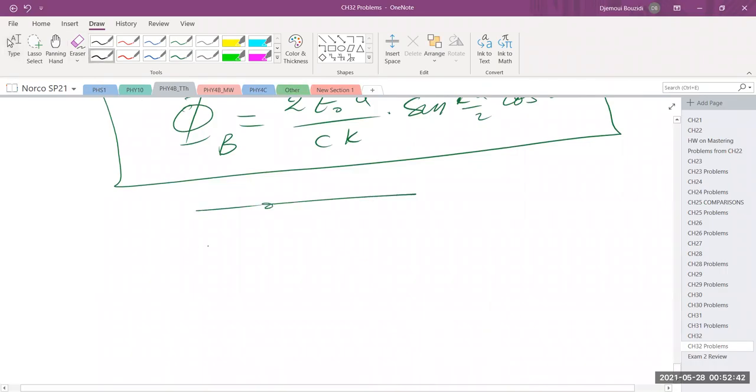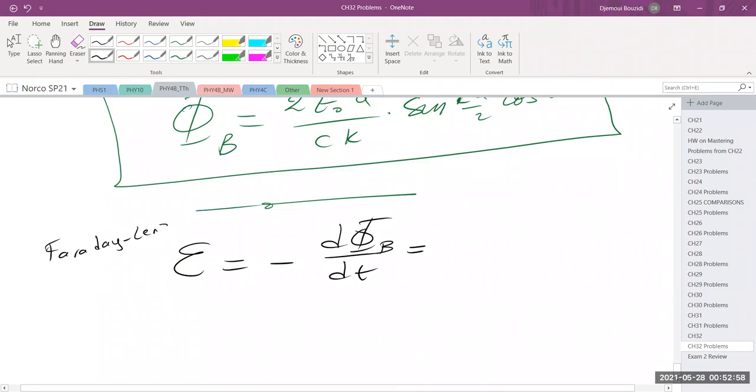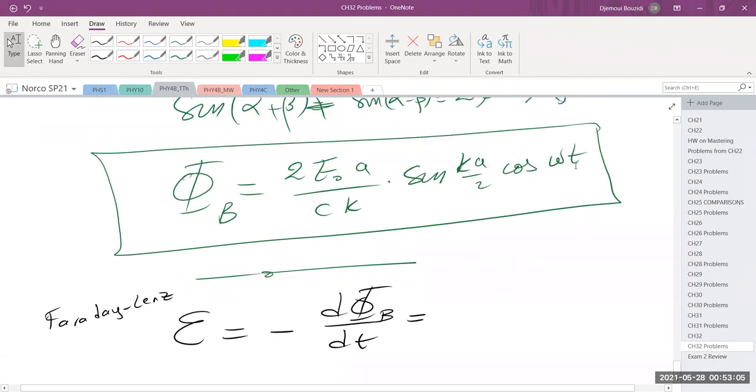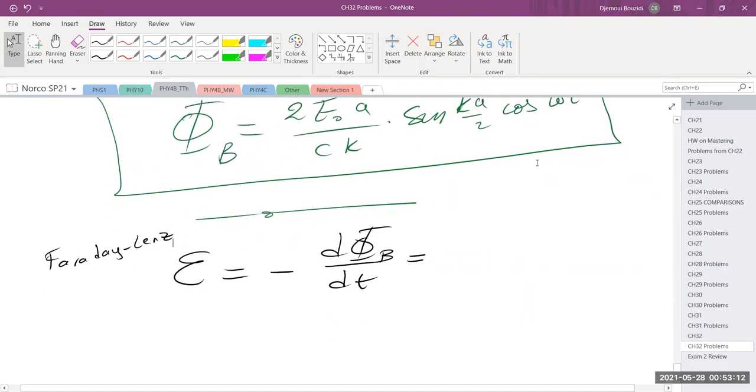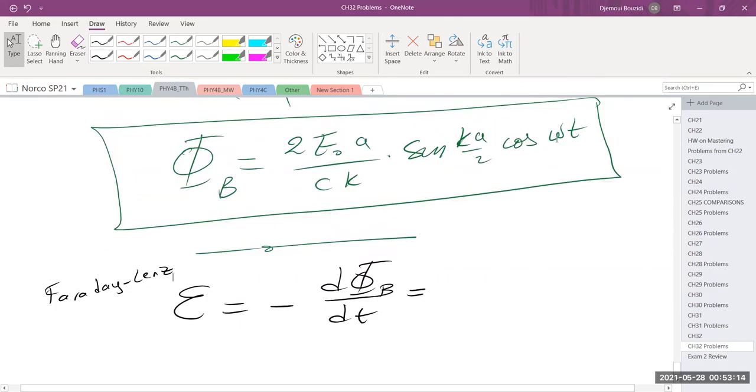The EMF is going to be minus the rate at which the flux of the magnetic field is changing with time. It doesn't care about the flux of the electric field. The only thing that matters for this expression for Faraday-Lenz law is the magnetic flux. And since we already have it, all I have to do is take the derivative of the cosine. Note the following. The derivative of cosine omega t is actually omega times the sine of omega t. So we're back to the sine again. But there is an omega that's going to come out.